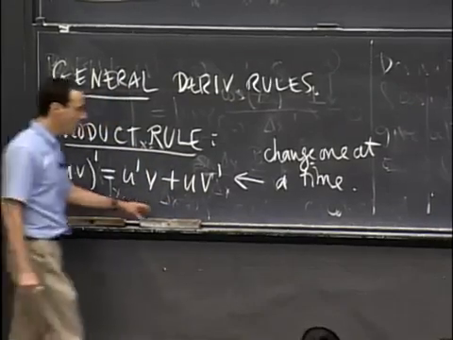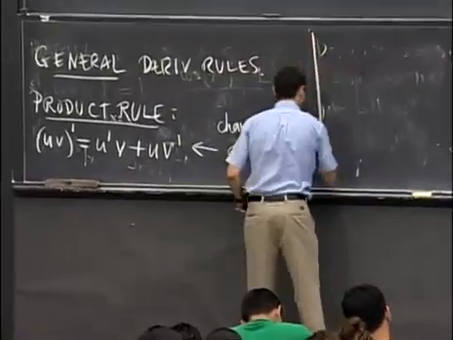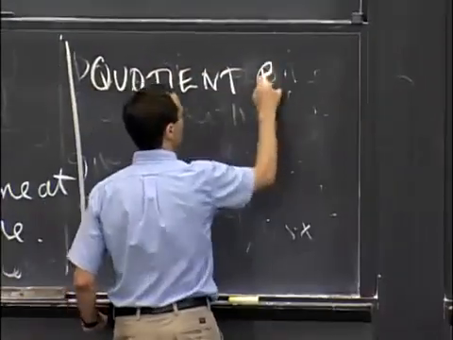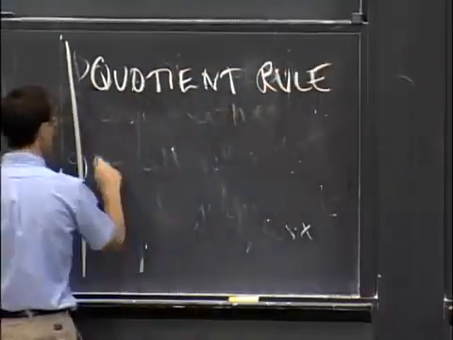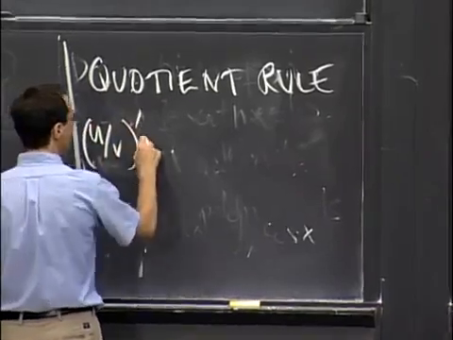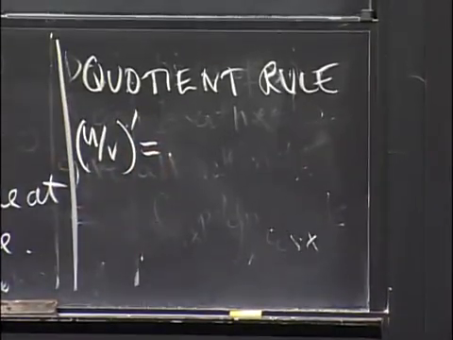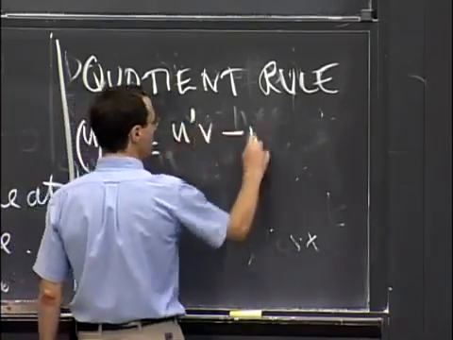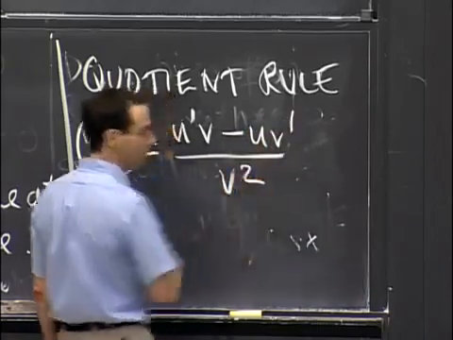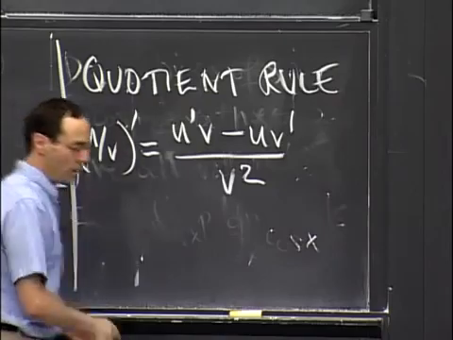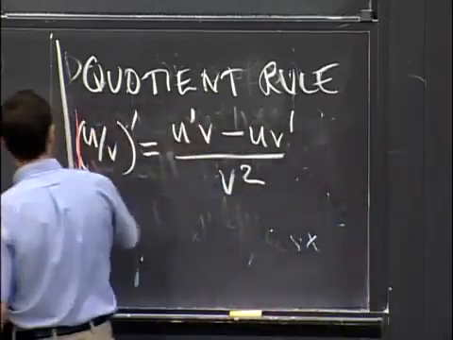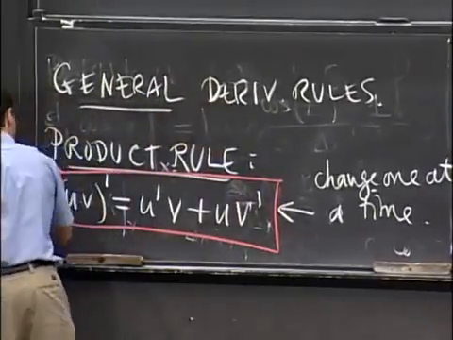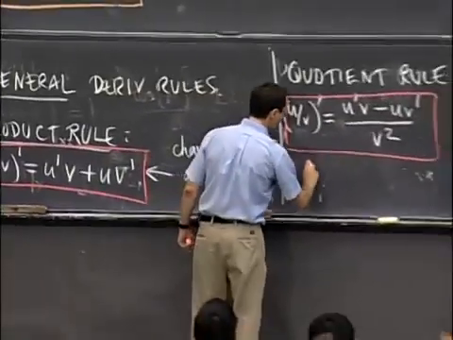The second formula that I wanted to mention is called the quotient rule. And that says the following, that (u divided by v) prime has a formula as well. And the formula is (u prime v minus u v prime) divided by v squared. So this is our second formula. Let me just mention, both of them are extremely valuable, and you'll use them all the time. This one, of course, only works when v is not 0.